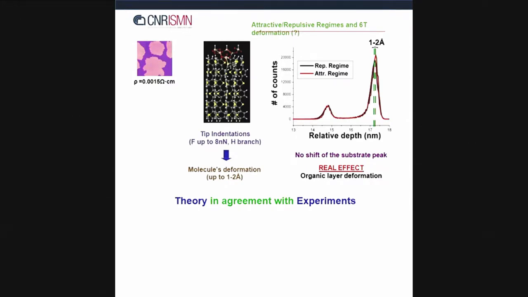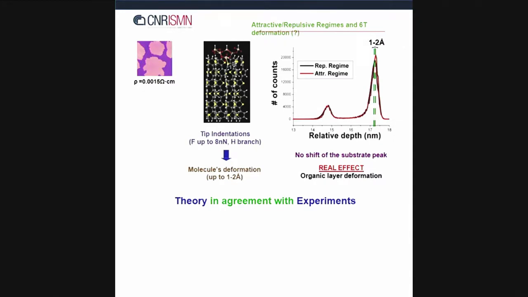In fact, by comparing the attractive and repulsive regime in theoretical calculation, as you can see in this simulation, when you apply 8 nanonewton as a force to your island, you bend just the first two rings of the molecules. The molecule is stiff enough to resist the pressure applied by the tip, and you have an expected compression of just 1-2 angstrom. That is what you have measured in the second sample. So in the second sample, the theory is in agreement with the experiment.